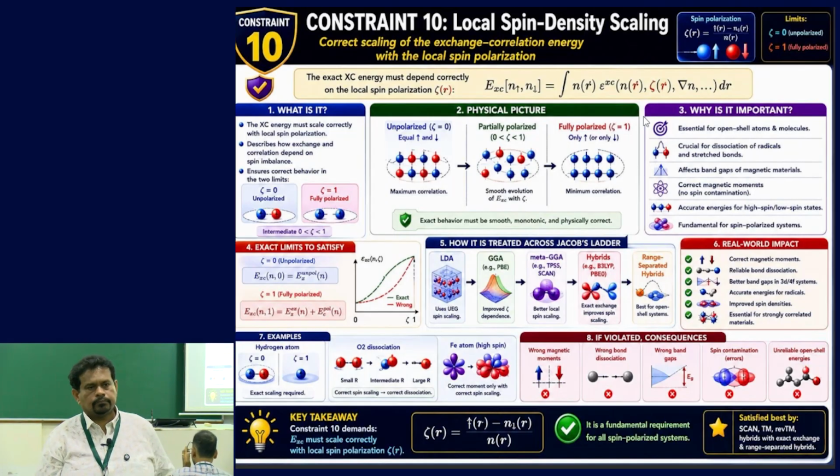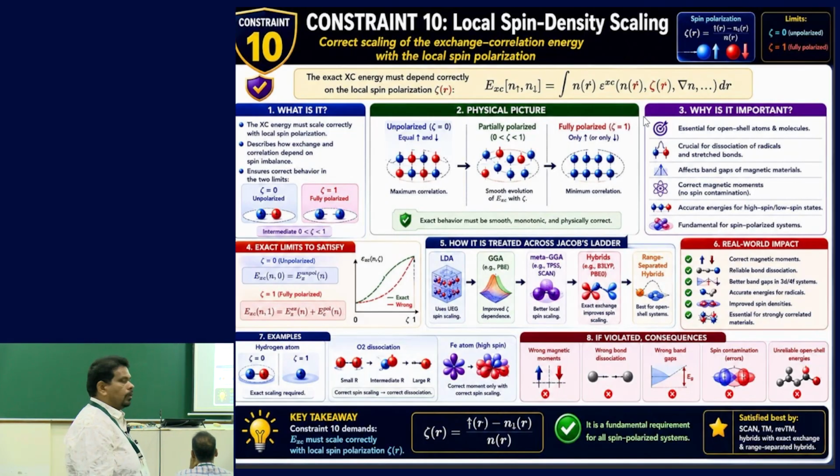So I was saying, like I was saying earlier, that this constraint, perhaps the exact EXC functional should be separable into exchange and correlation. And this constraint, the local spin scaling, perhaps applies only to the correlation part, because for exchange it is exact.